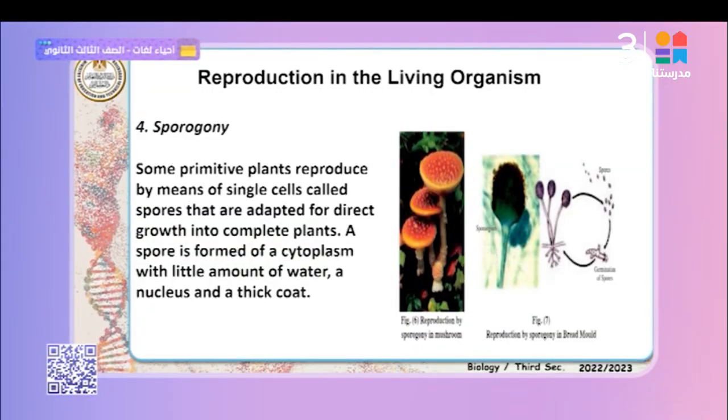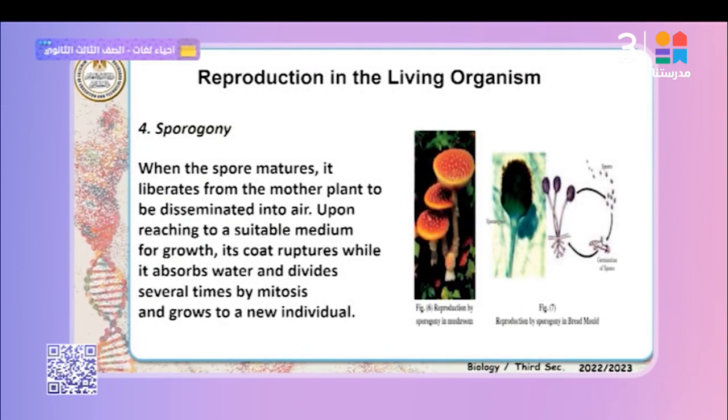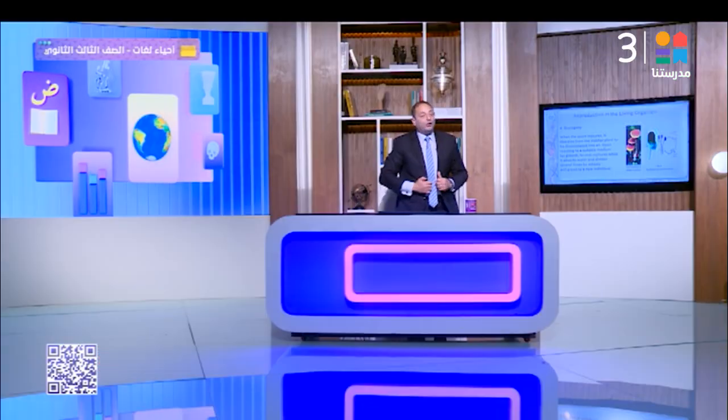Some primitive plants reproduce by means of single cells called spores, which are adapted for direct growth into complete plants. A spore is formed of cytoplasm with a little water and a nucleus, with a thick coat. When the spore matures, it is liberated from the mother plant and disseminated in the air, that is, spread in the air and following suitable conditions, for example on a piece of bread, it reaches a suitable medium for growth. Its coat ruptures while it absorbs water, and it divides several times by mitosis and grows into a new individual.